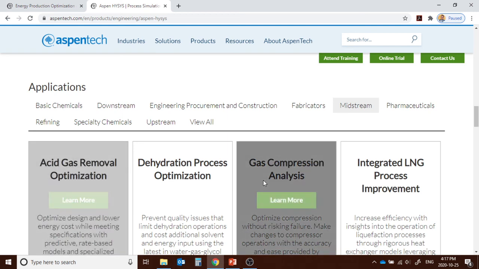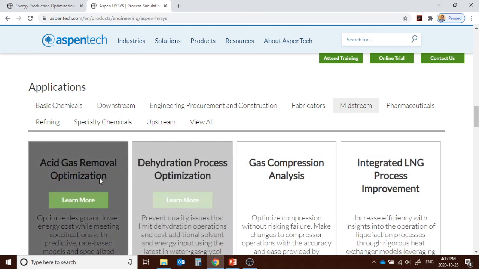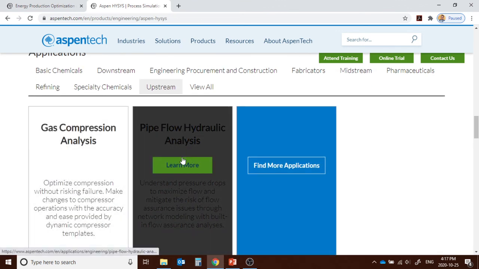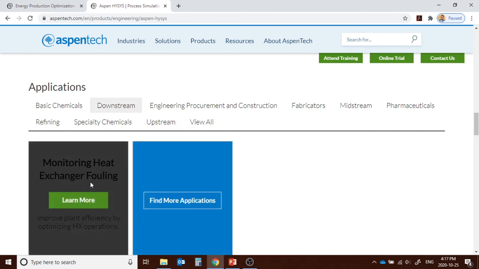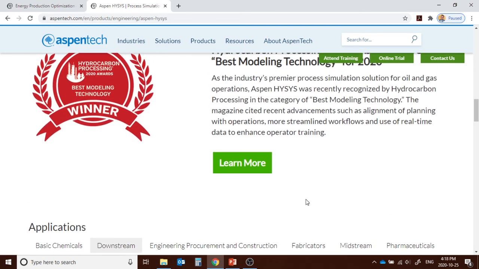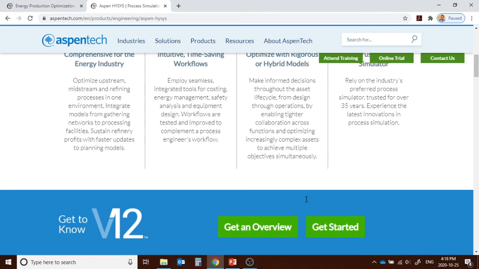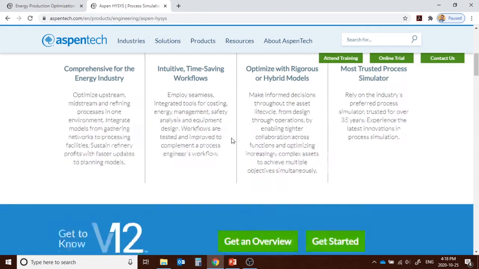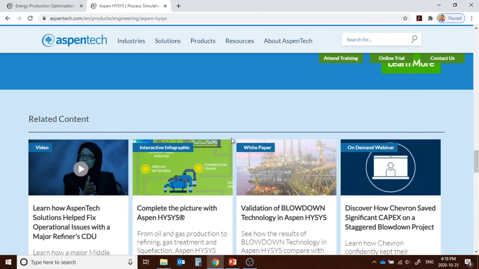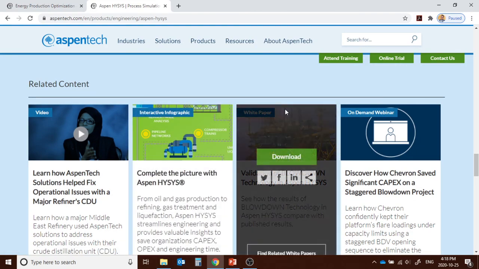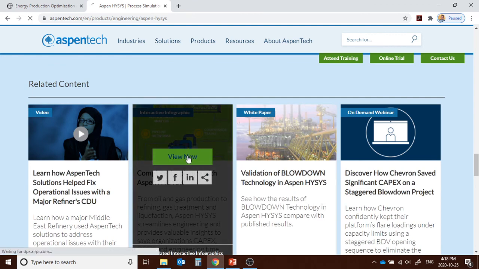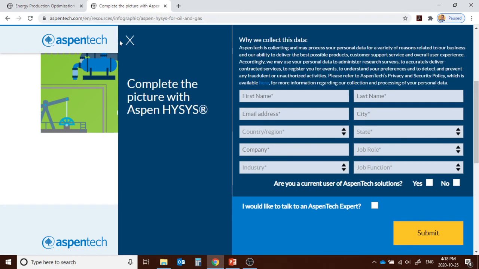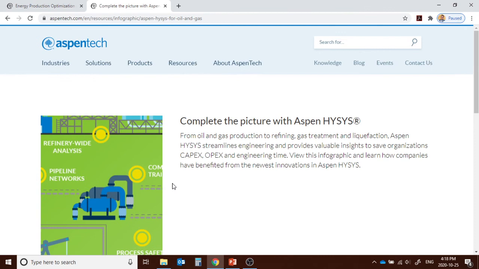Let's see about the midstream, okay? Like the dehydration process, acid gas removal, or the upstream, like gas compression analysis by flow diagram, and at the downstream, fouling. There are so many applications of HYSYS modeling we can do, especially optimization. I will try to give you some information on how you can use HYSYS, so it would be really great.